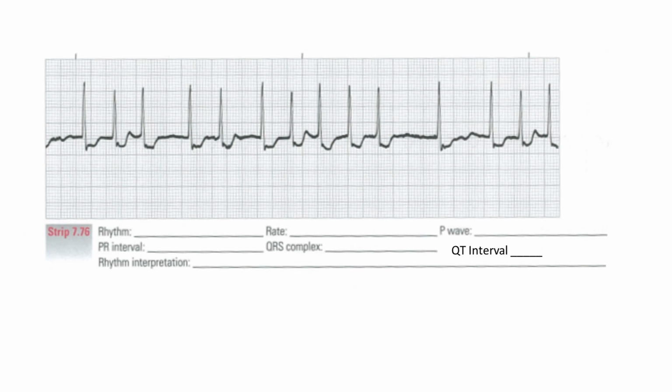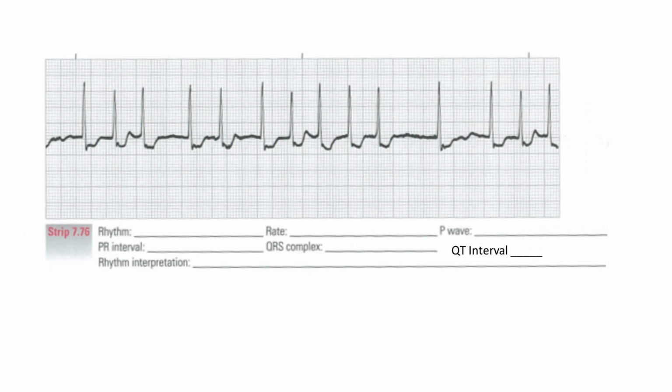In 7.76, this rhythm belongs to a 68-year-old man who has had complaints of an irregular pulse and intermittent palpitations for the past week. Now looking at this R to R, it is irregular. Your ventricular rate is about 130. You cannot measure your atrial rate. There's nothing to measure. Your P waves are fibrillatory waves.